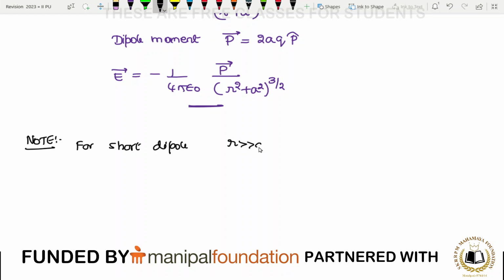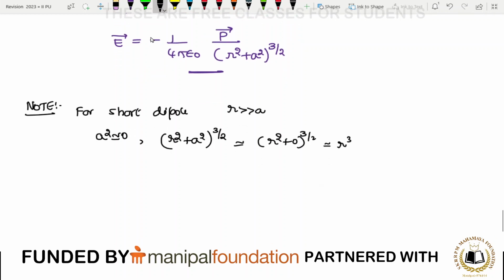Short dipole means R is very large compared to A. Then A square is very close to 0. So R square plus A square to the power 3 by 2 becomes R square plus 0 to the power 3 by 2, so it becomes R cube. The 2 will get cancelled out. So the equation you are going to get is E vector equal to 1 by 4 pi epsilon naught with a minus sign, P vector divided by the denominator, which becomes just R cube. This is for short dipole.